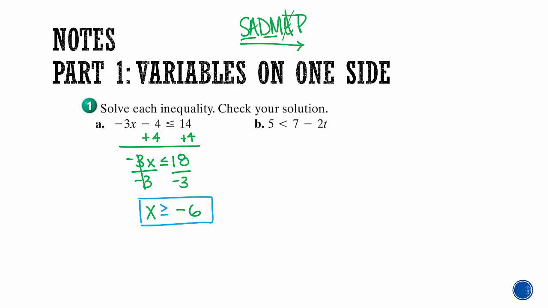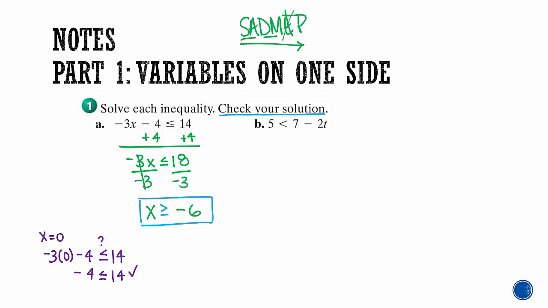And then an important part of this is check your solution. Make sure it works. So this solution says that I want all the numbers that are greater than or equal to negative 6. So pick any number you want that's greater than negative 6. How about 0? So if we plug that in, we get negative 3 times 0 minus 4, and I want to know if that's less than 14. Negative 3 times 0 just gives me 0, and negative 4 is definitely less than 14.